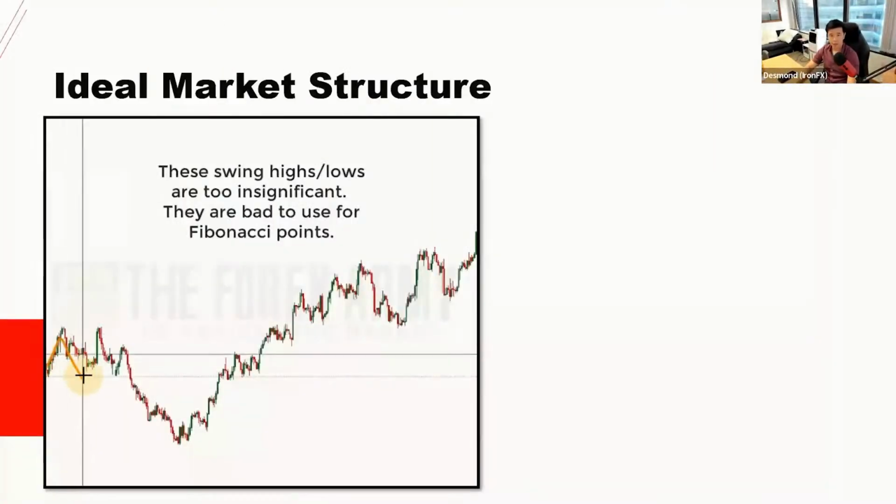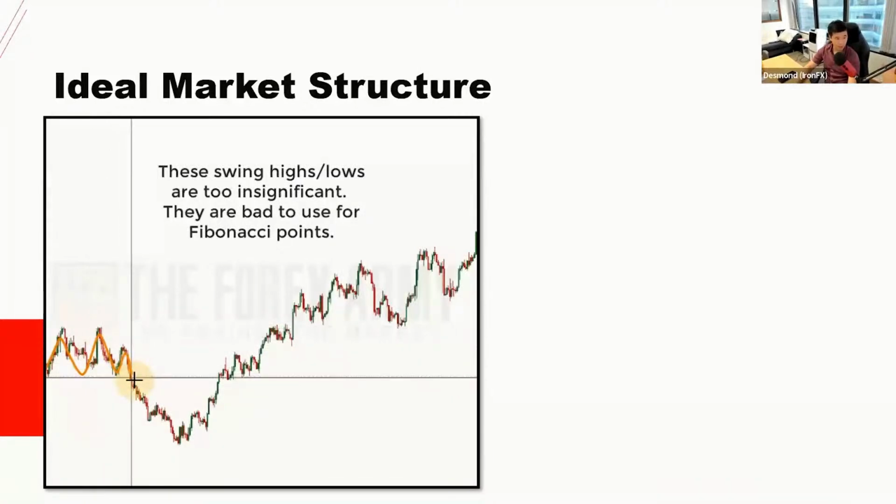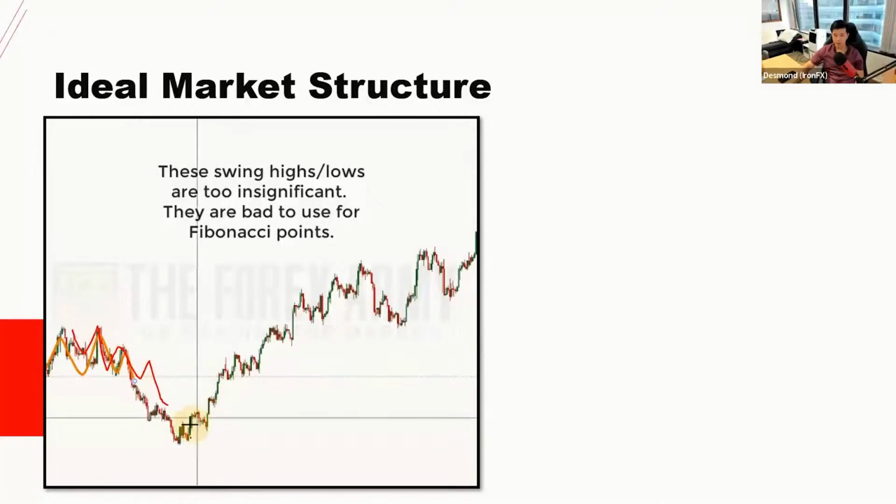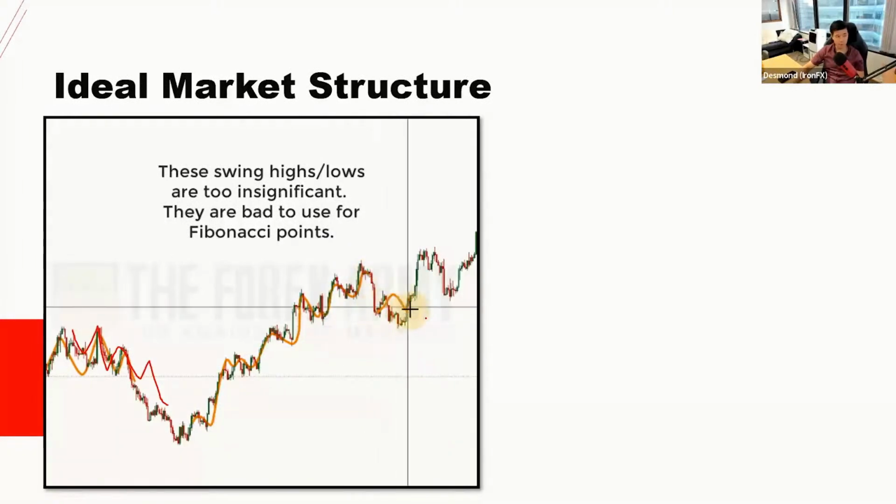Let's first touch on ideal market structure. When you're trading Fibonacci, one of the things that you want to do is look for ideal market structure. You don't want a market that is too messy. You want to look for markets where there are very, very clear movements.